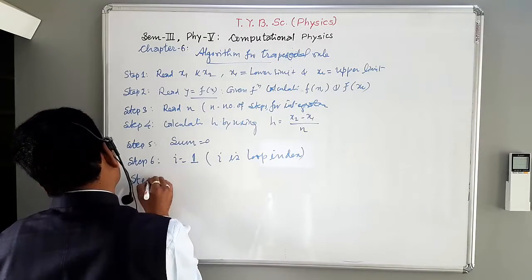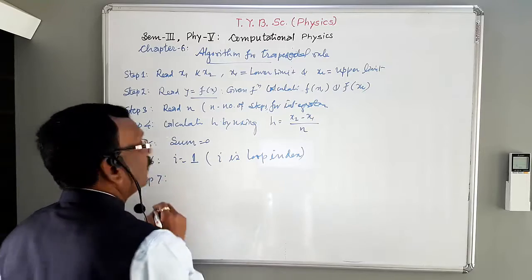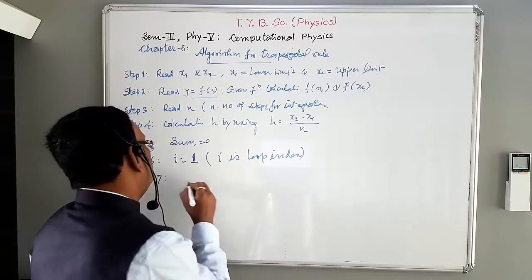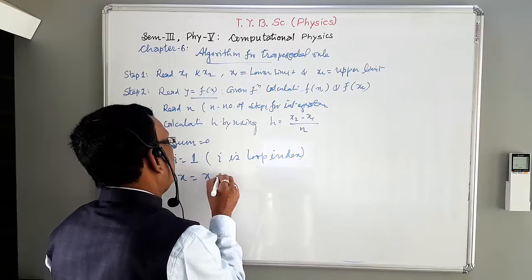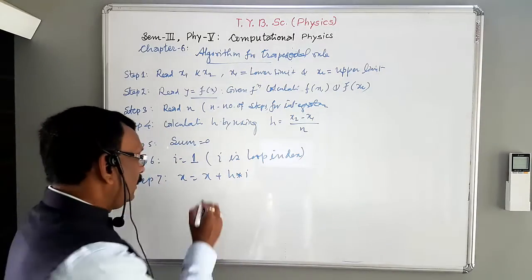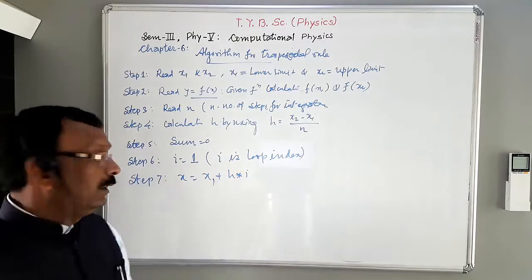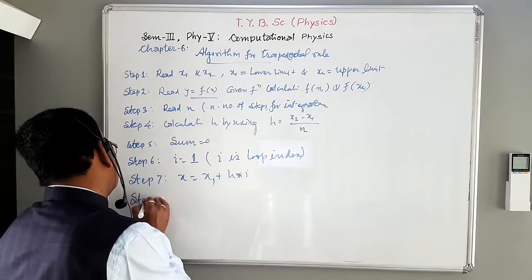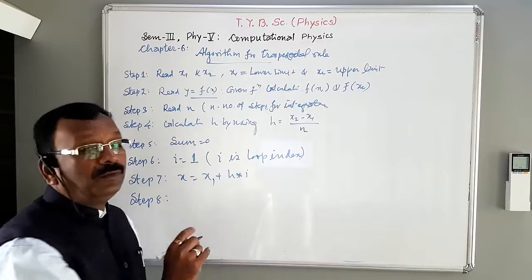In step 7, what we have to do? We have to use the formula x is equal to x1 plus h into I. Okay, x1, not x0. Then in step 8, what we have to do?